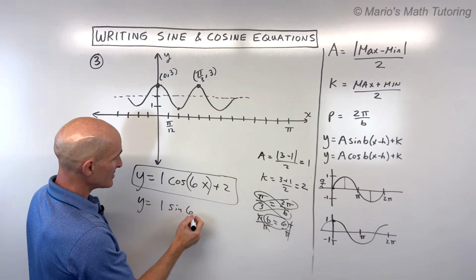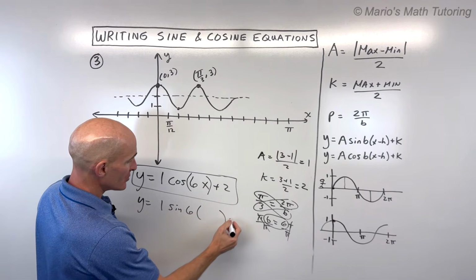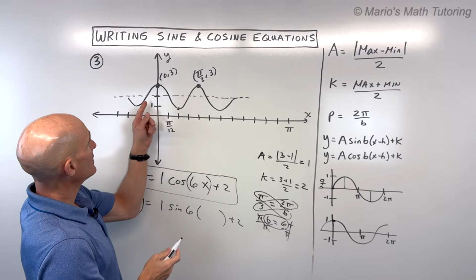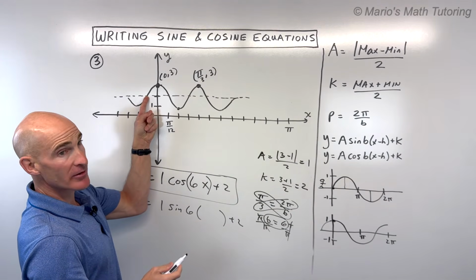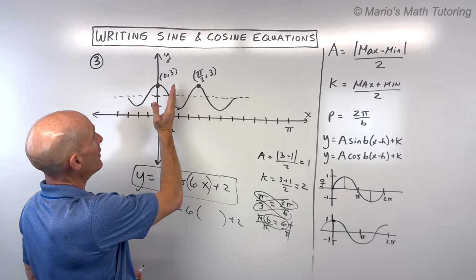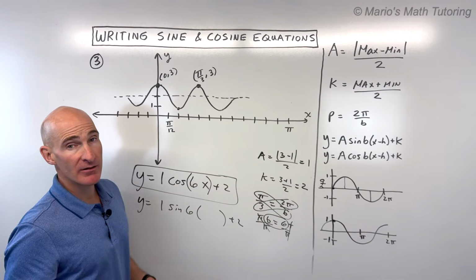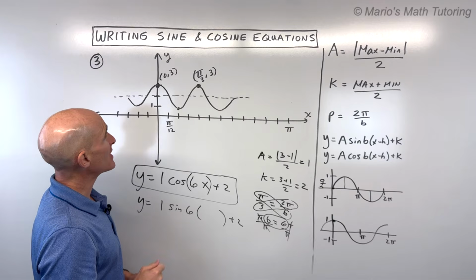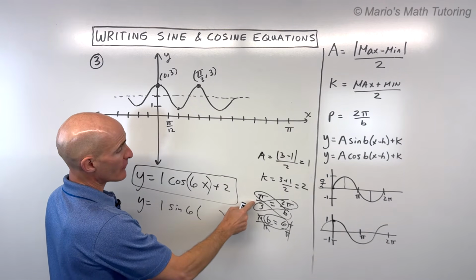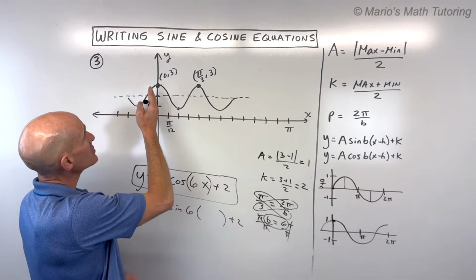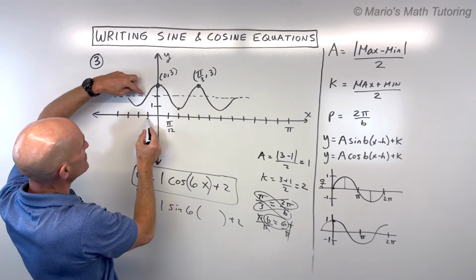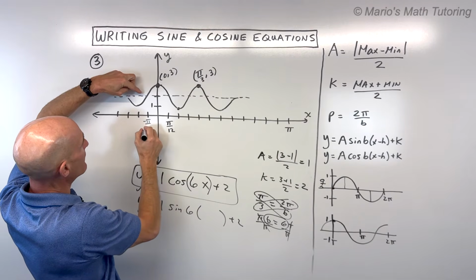Now, if we want to write it as a sine graph, y equals same amplitude, sine, same b value, 6, same vertical shift, up 2. But where does the sine graph start? It starts right here, right? Or you could think of it as a 1/4 of a period shift. So in this case, we said our period was pi over 3. 1/4 of pi over 3 is pi over 12. So I can see that this is 1/4 of a period, which is pi over 12 to the left.